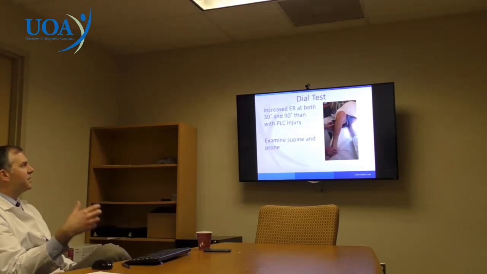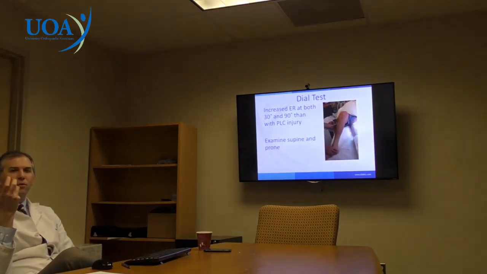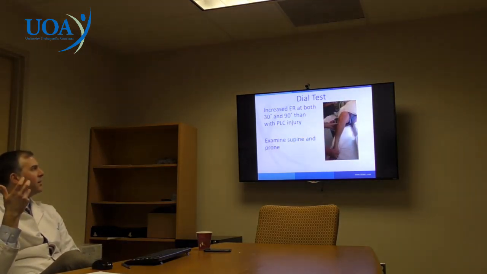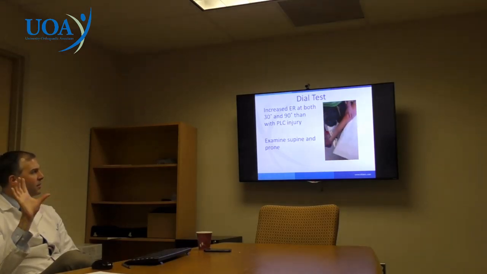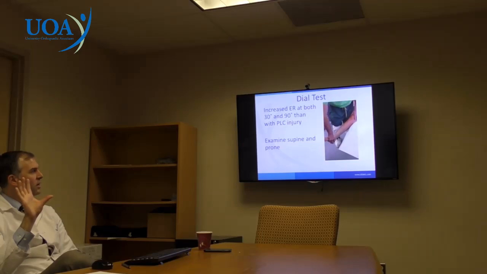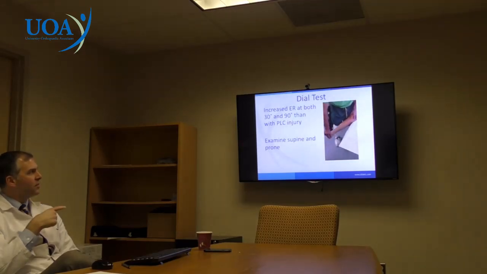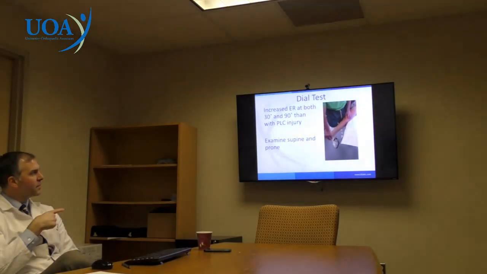The dial test is also part of evaluating cruciate ligament instability. If you have a dial test, which this is not normal, you can see an increase of 10 or 15 degrees of external rotation in extension. So this is valgus gapping for MCL.